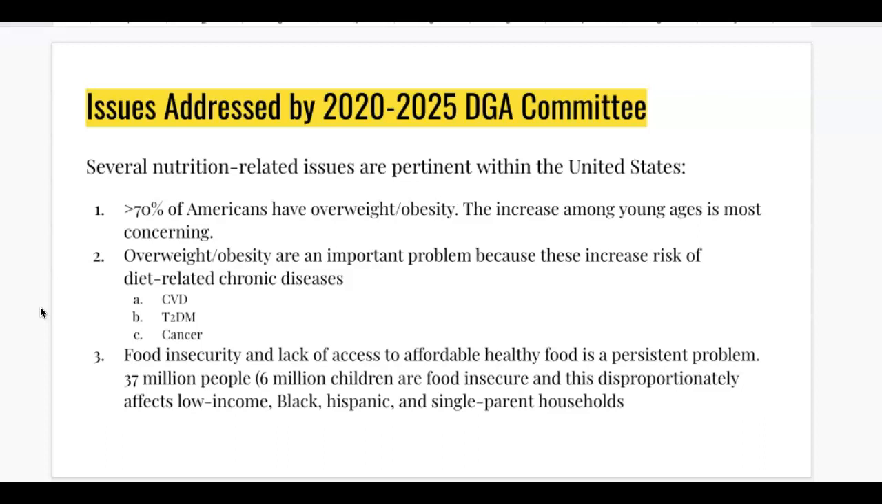So remember, the point of the DGAs is to create the foundation for public policy or nutrition policy, programs that provide assistance to people, whether it's through monetary assistance to purchase nutritious food, or the provision of education to help people make lifestyle changes and make healthier choices.